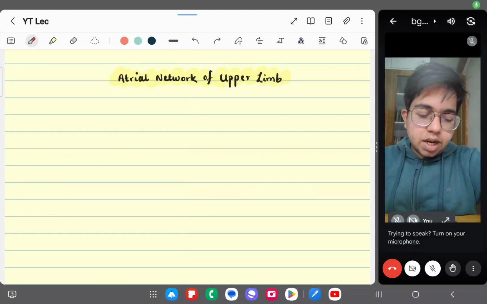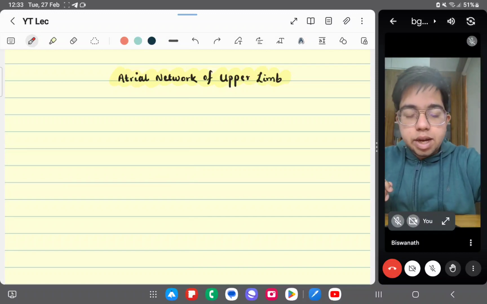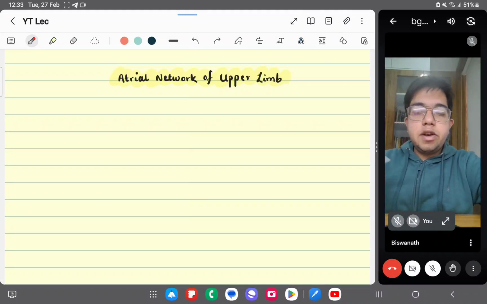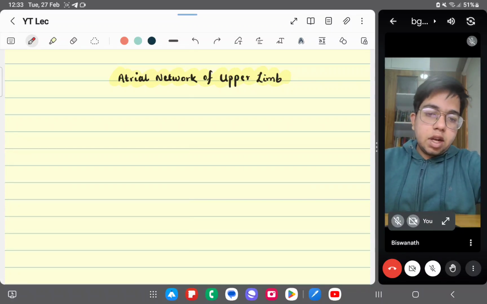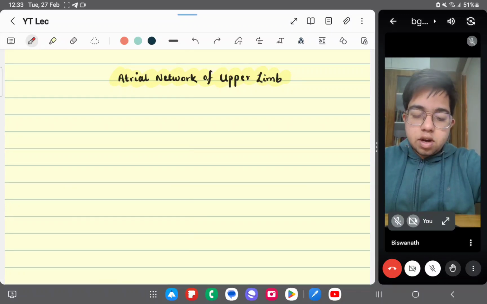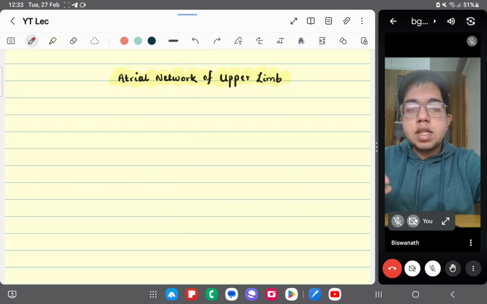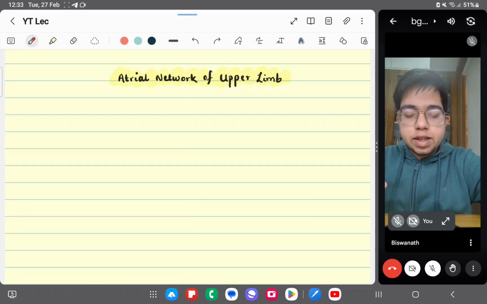In today's lecture, we'll discuss the whole arterial network of the upper limb. That is, we'll trace the arteries starting from the arch of aorta and move down up to the hands. We're going to discuss the whole arterial system, all the anastomoses, as well as how the arteries are distributed, what their course is, and how the branches are given, which branch is of which artery. All these things we will read in a retrograde fashion.